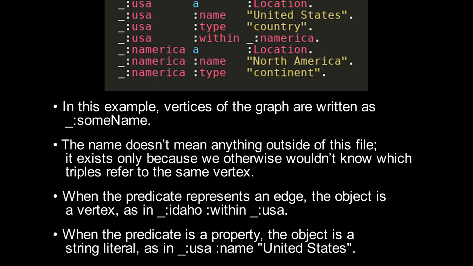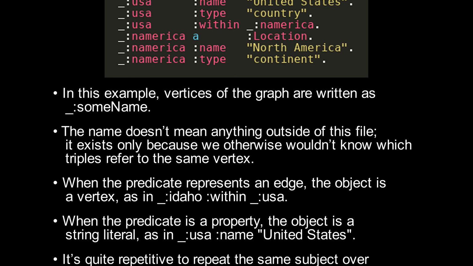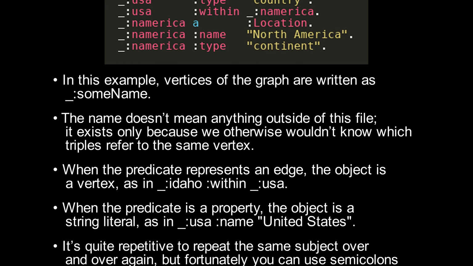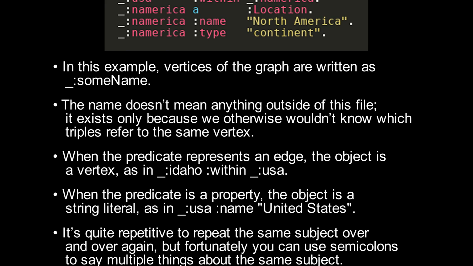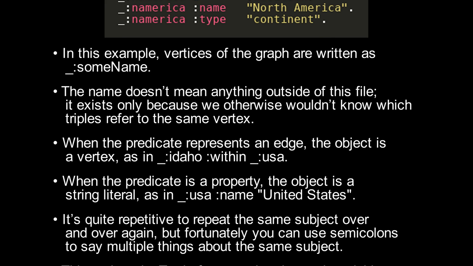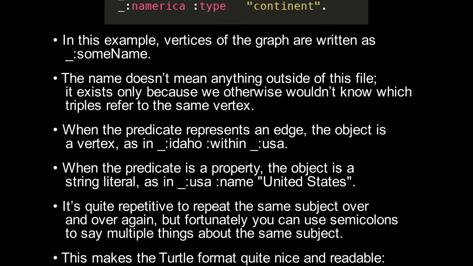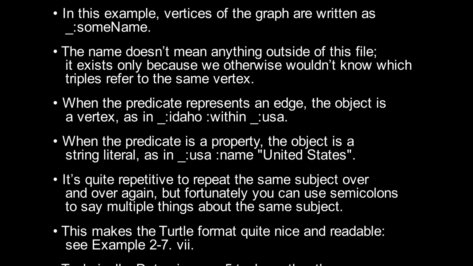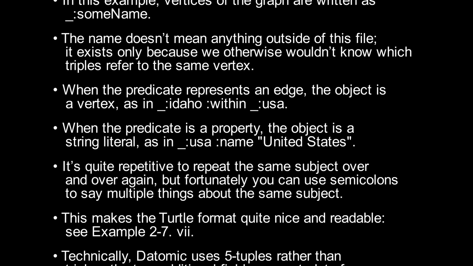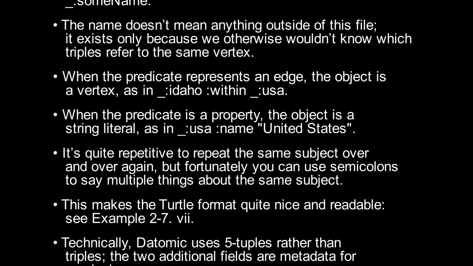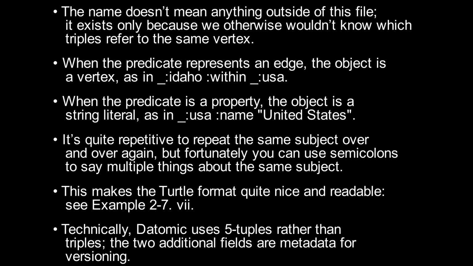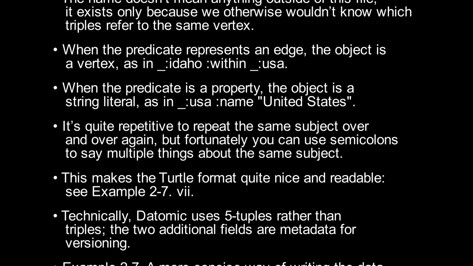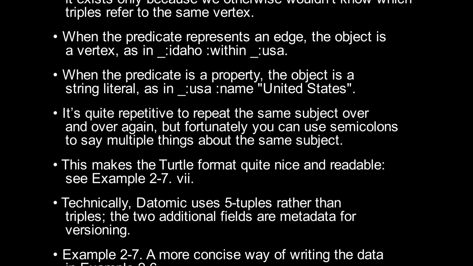When the predicate represents an edge, the object is a vertex, as in "_:idaho :within _:usa". When the predicate is a property, the object is a string literal, as in "_:usa :name 'United States'". It's quite repetitive to repeat the same subject over and over again, but fortunately you can use semicolons to say multiple things about the same subject. This makes the Turtle format quite nice and readable. See example 2-7.